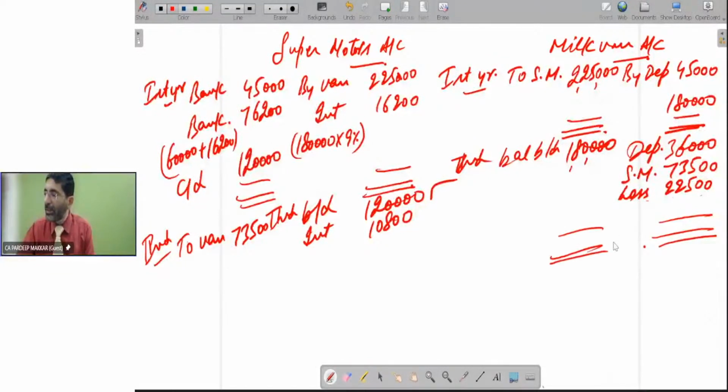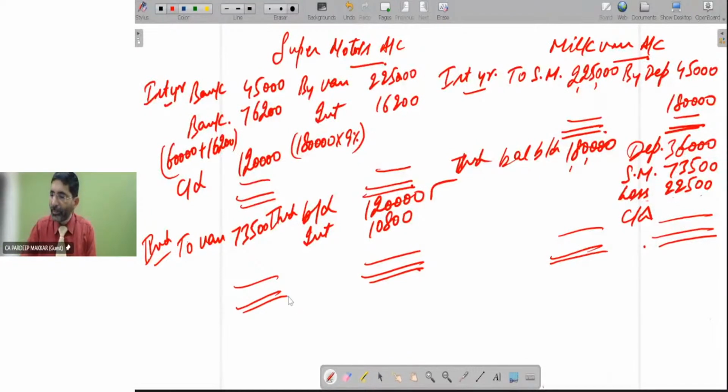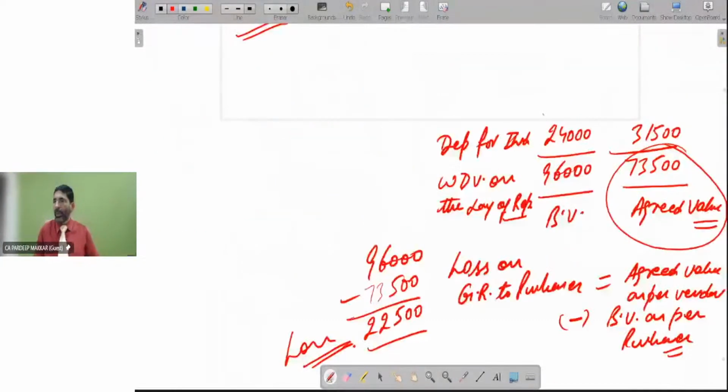Now get the balance sheet figure, whatever is the balance sheet figure that is to be carried down. Get the balance of this also. This is to be carried down. How much is it? Get the balance of both. Have you noted down? Just a new thing is that we have to make calculation of value as per vendor and value as per purchaser in case of partial repossession.